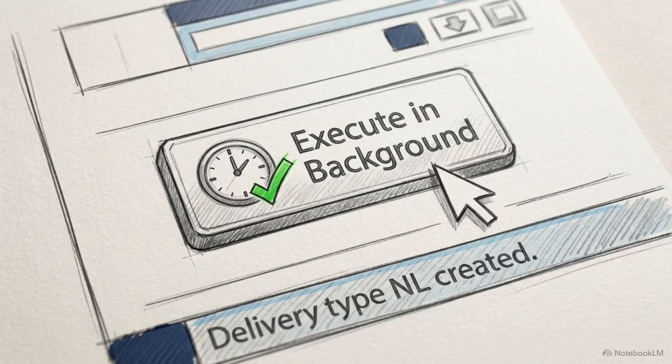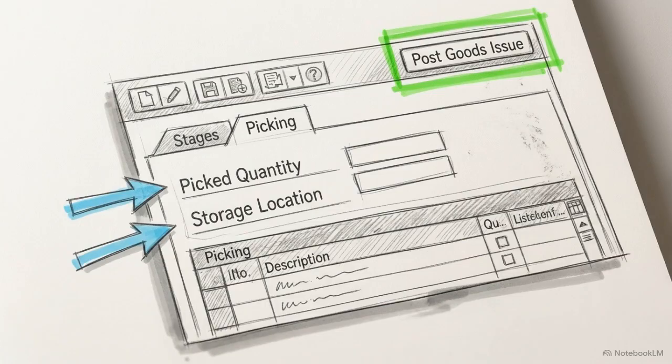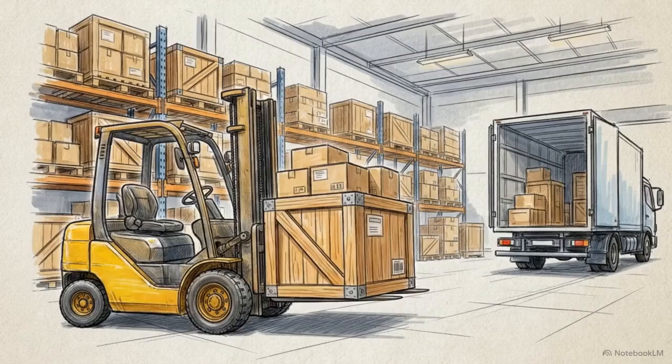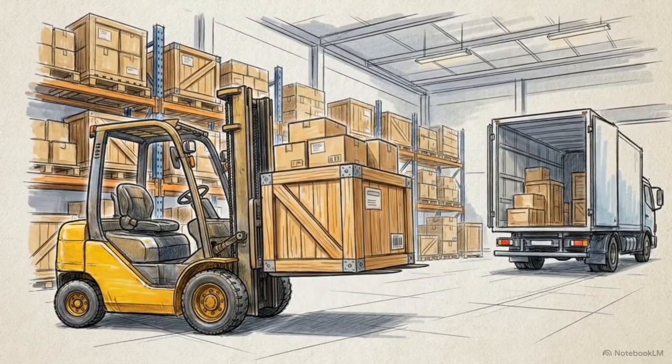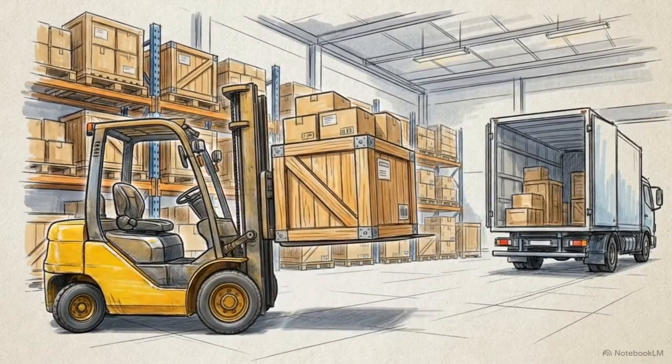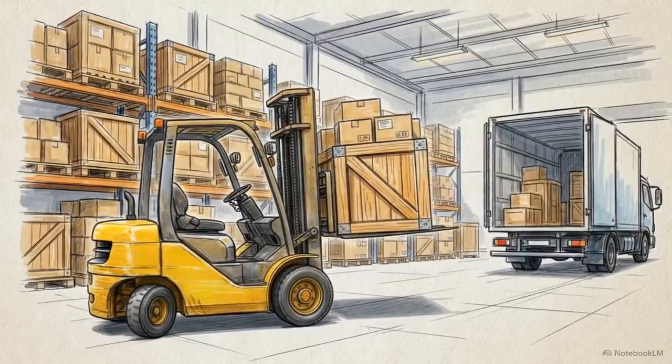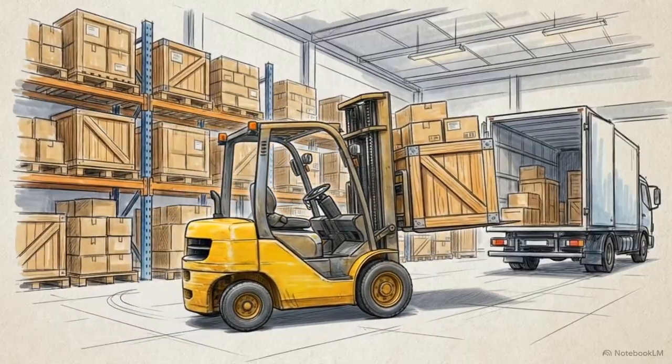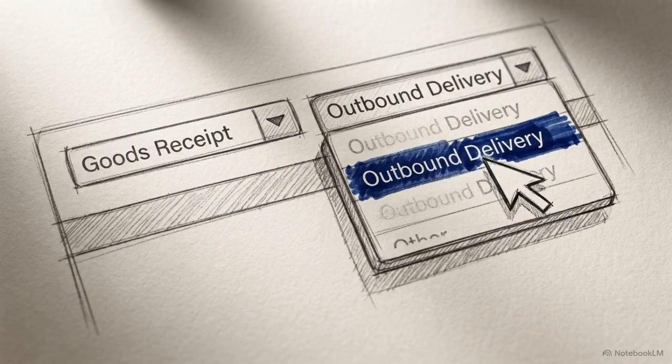Take the PO number into transaction VL10B. Executing this in the background generates an NL type delivery document. Open that delivery in transaction VL02N. In the Picking tab, enter your quantity and specify the storage location before posting the goods issue. Posting the issue triggers movement type 641, confirming that the inventory has left the supplying plant and is now tracked as stock in transit. To receive the goods, open MIGO.